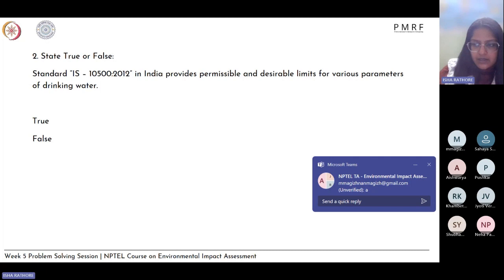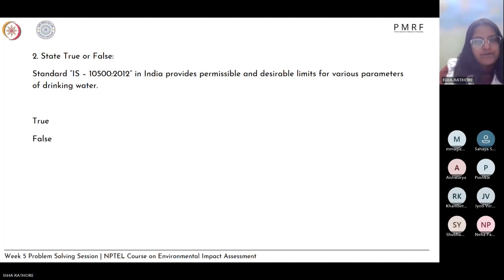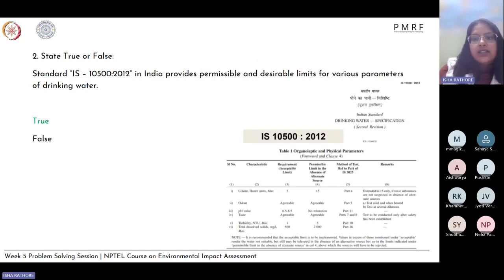Okay, we have an answer A. So A is the correct answer. The IS standard 10500, which was passed in 2012, gives you the different permissible and desirable limits for the various parameters relating to drinking water. It is the Indian standard for drinking water specification, and it gives you characteristics like color, pH, taste, turbidity, total dissolved solids, and what the permissible limits are, and what method is being used. So the statement which was given is correct. So A is the correct answer.